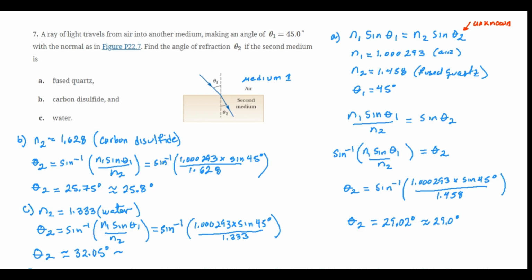So there I found, as you can see, the angle of refraction for my three second mediums. In the first case, the second medium was fused quartz. Later we have another medium that was carbon disulfide. And finally we had a third medium that was water.